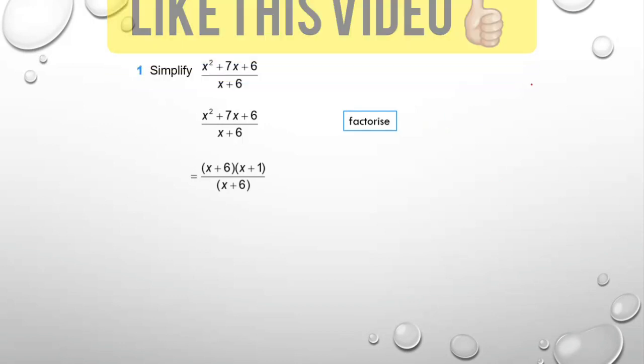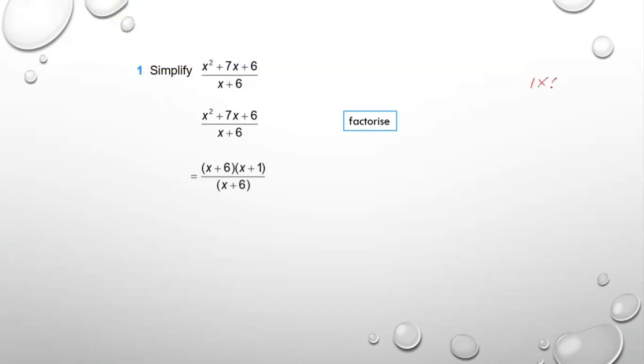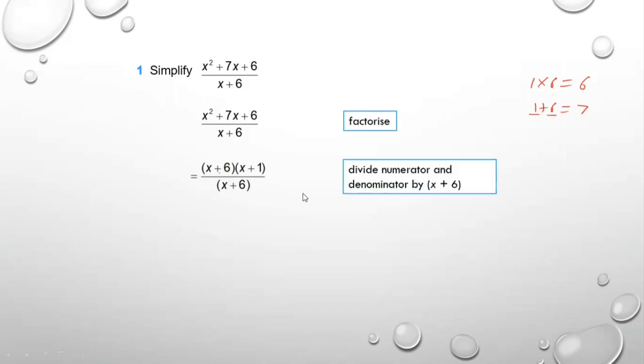So what did we do here? You get 1 into 6 is equal to 6 and 1 plus 6 is equal to 7. So splitting the middle term, always remember when there are positive factors, you will get it as x plus 1 into x plus 6. Now you got the factors, simplify it further. You divide the numerator and denominator by x plus 6, and you are left with x plus 1.